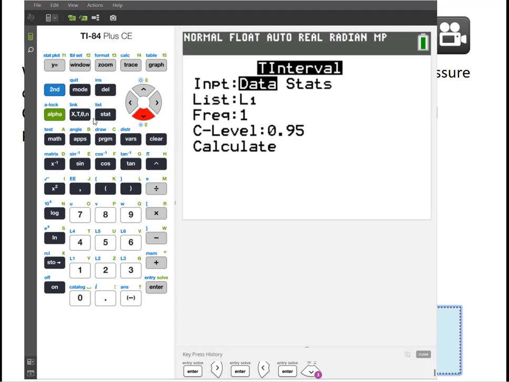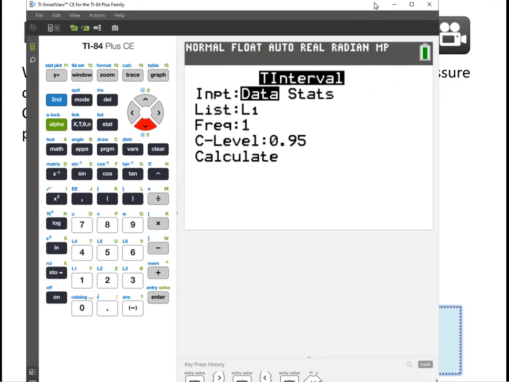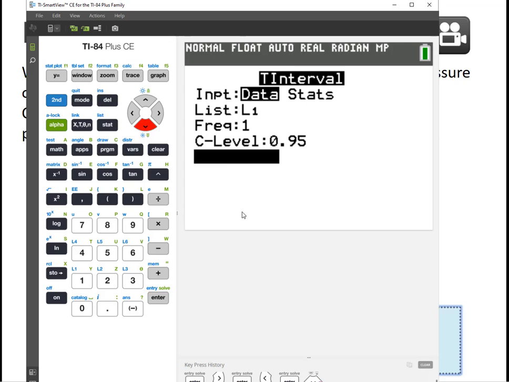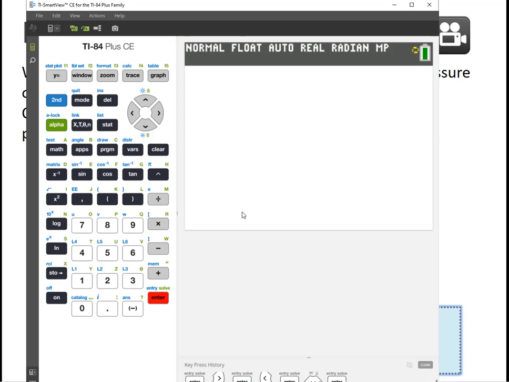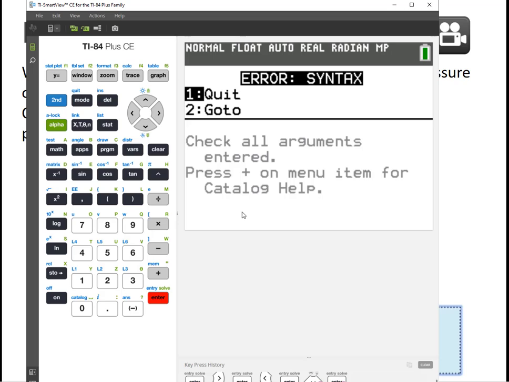And then next is my confidence level. I'm going to use 0.95 for my confidence level. And then once I've got my confidence level, I'm going to highlight calculate and hit enter. Now, a note about student T. It takes a while. And notice that if I hit enter again, I'm going to get an error. Okay? All right, so don't hit enter twice. Only hit enter once and let it think.